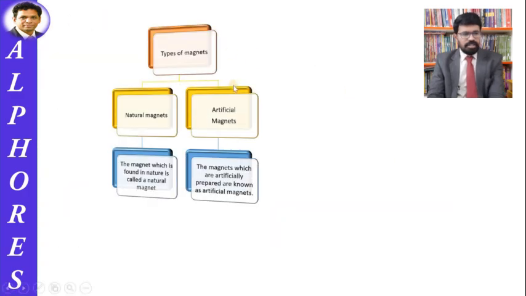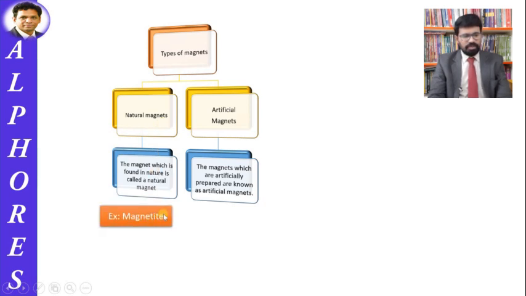Let us talk about types of magnets. We have two types: natural magnets and artificial magnets. The magnet which is found in nature is called a natural magnet. Usually magnetite ore is called a natural magnet. It is the main source for iron. And artificial magnets are man-made magnets. The magnets which are artificially prepared are known as artificial magnets.